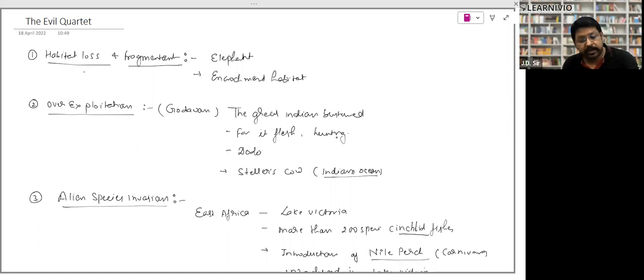The most important reason is habitat loss, right? Or fragmentation. When habitat loss takes place, then the reproduction rate of animals decreases and they become endangered. For example, elephant. What happened? Elephants were abundantly found in India, basically in Jharkhand, Chhattisgarh, and Orissa.